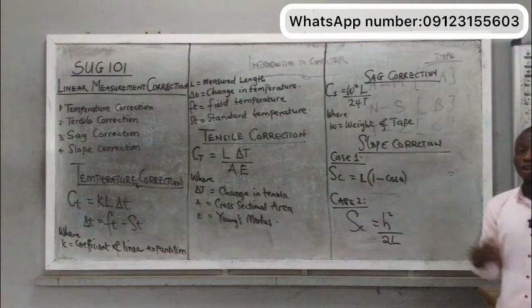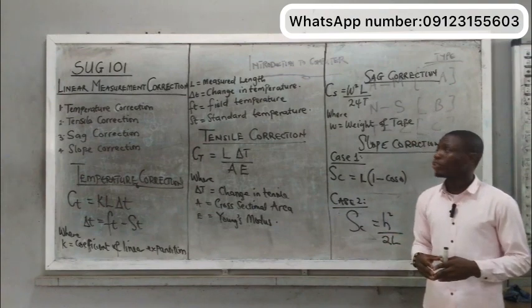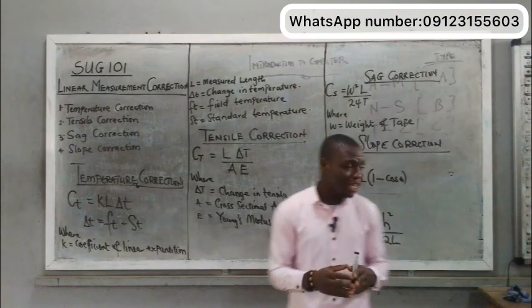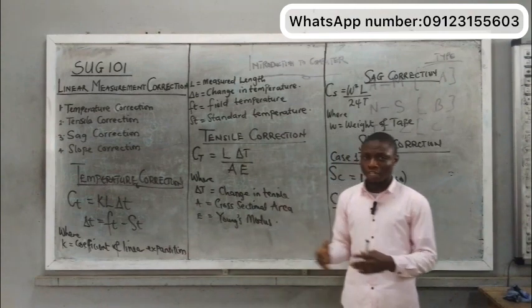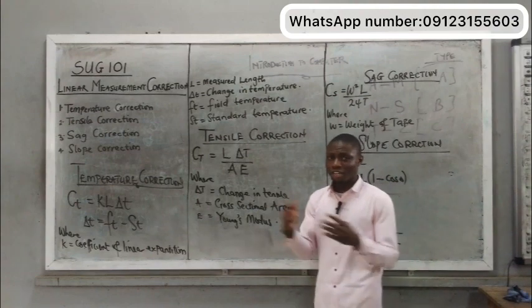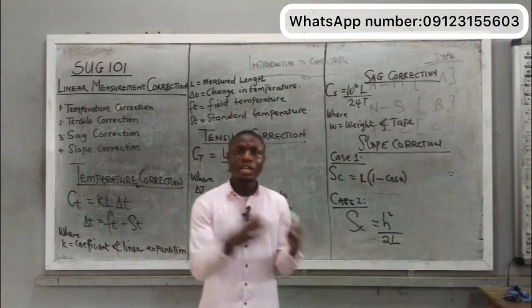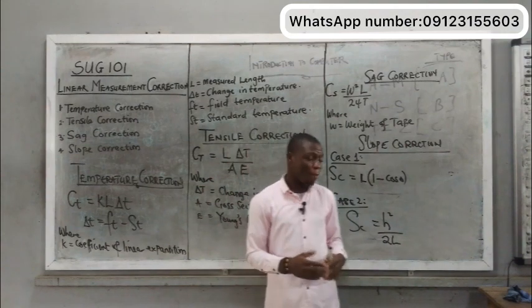So as for us to solve problems involving linear measurement correction, let's take some past questions and solve them using the concept of linear measurement correction. Please, it always comes out every year. Every year. I'm going to treat last year's and the last two years' questions under linear measurement correction.